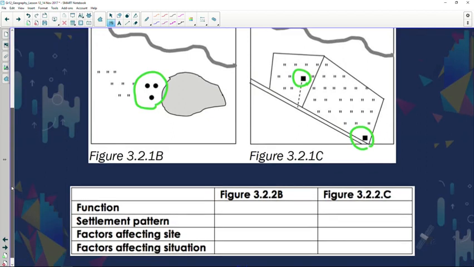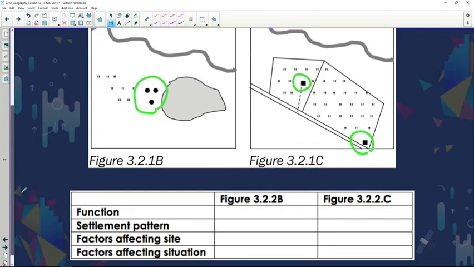Now, if you look at the table over here, for instance, what's the function in 3.2.1b and what's the function in 3.2.1c? As you can see, both are rural settlements, so they're unifunctional, meaning they only concentrate on a primary activity. This can be farming, stock farming or crop farming, for example. 3.2.1c gives me a clear indication, because what's taking place over there is cultivated land, so crop farming is being practiced. As you can see, there's some crop farming taking place over there as well.